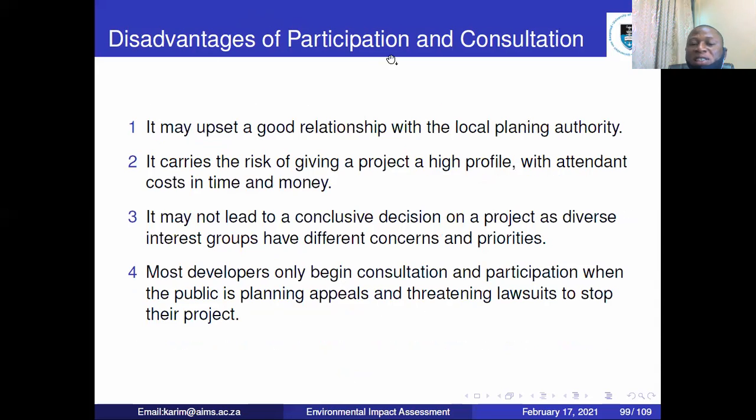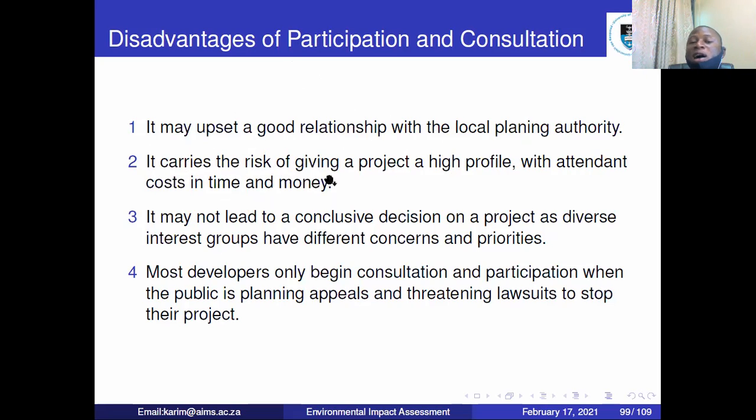So the disadvantages of this: yes, as we say, there are advantages, and of course, there are also disadvantages. Because it involves a lot of people, some people may get upset. So it may upset a good relationship with the local authority. Yeah, that is possible. Or there may be disagreement. And then it carries the risk of giving a project high profile. There are certain projects that are maybe not that big, and now you have to advertise, and this will give you cost. Because you advertise your project, you have to pay money. And the time involved too will be too much. So that is one aspect of the disadvantages.